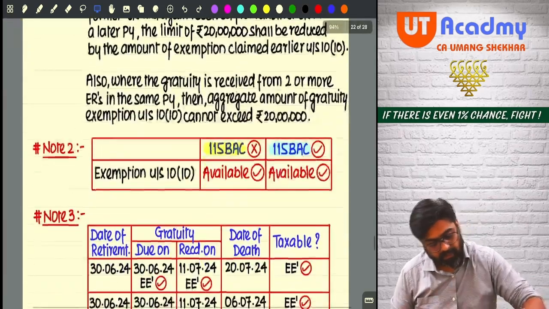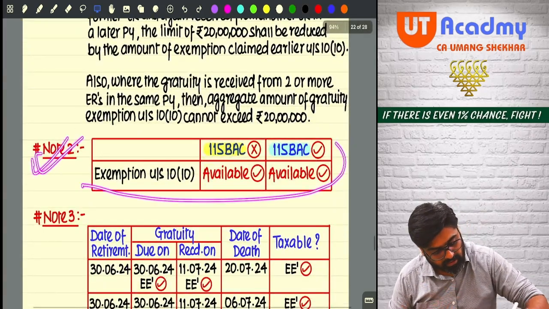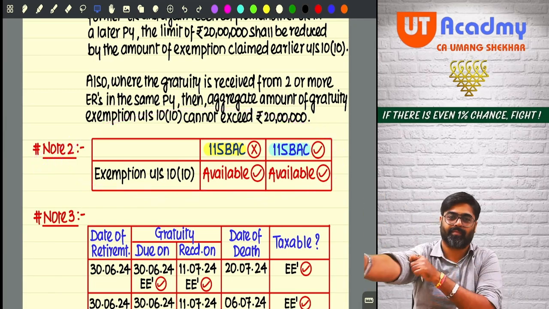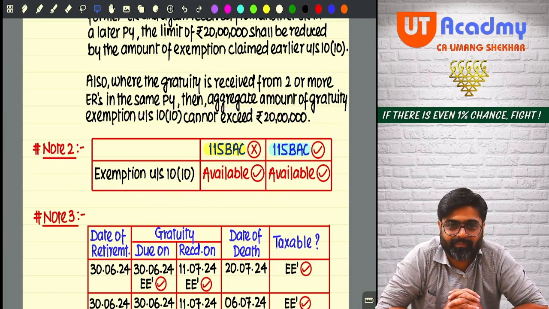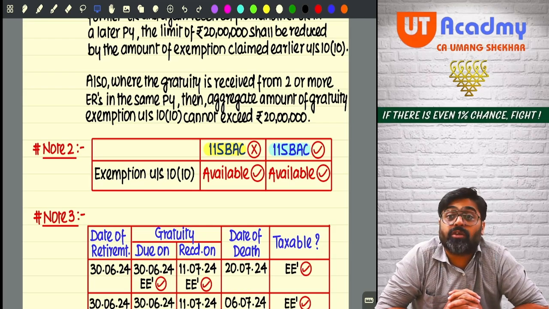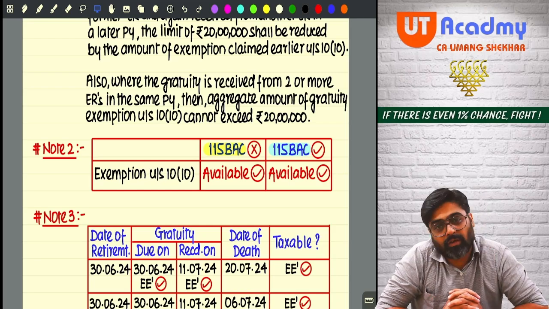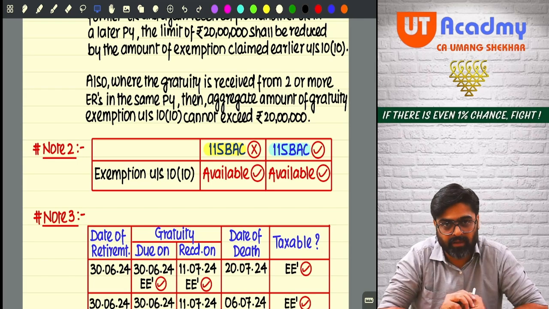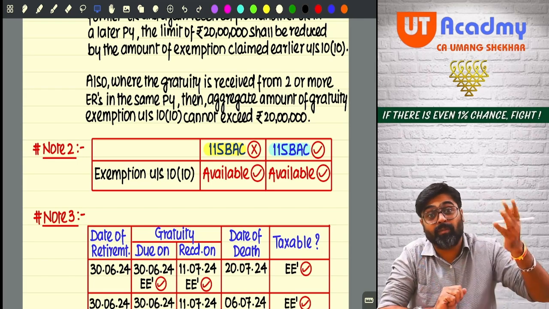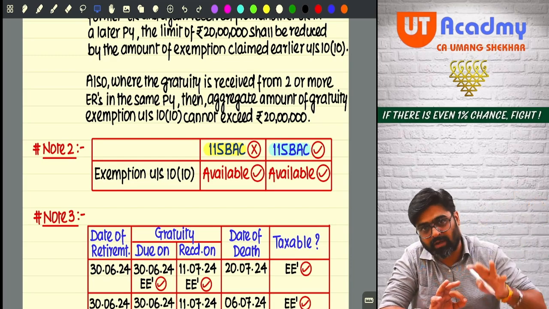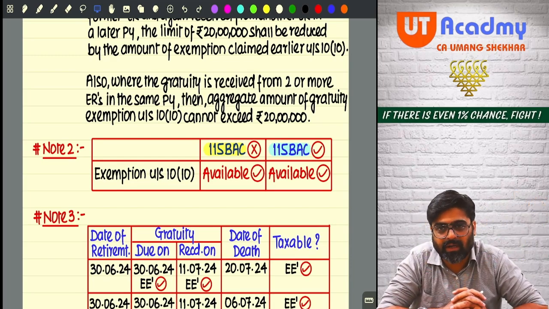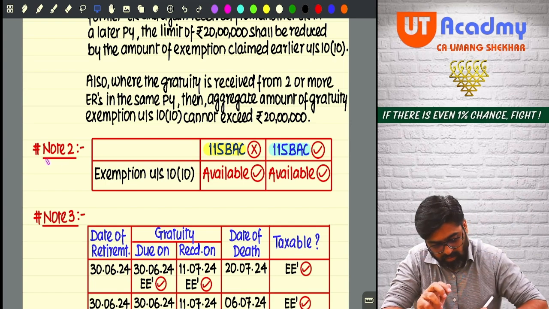Okay. Now, see note number 2. Please read this part. What does this mean? The gratuity exemption which we discussed just now is available when you shift out of 115BAC. Can you claim this exemption if you remain in 115BAC? Yes. If you remain in 115BAC, still you can claim this exemption. Understood? This is note number 2.